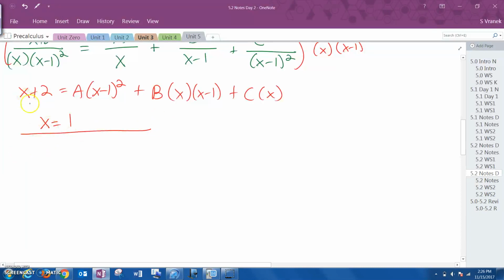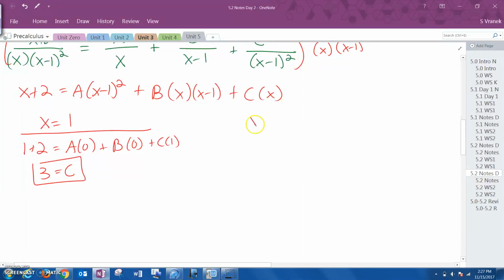So when x equals 1, I put a 1 in to each place. I get 1 plus 2 equals a. If I put a 1 in here, I'm going to get a 0. Plus b. If I put a 1 in here, I'm going to get a 0, so I'm just going to put a 0 there. Plus c times 1, or just c. So in essence, these go away. I'm left with just c equals 1 plus 2, or 3.